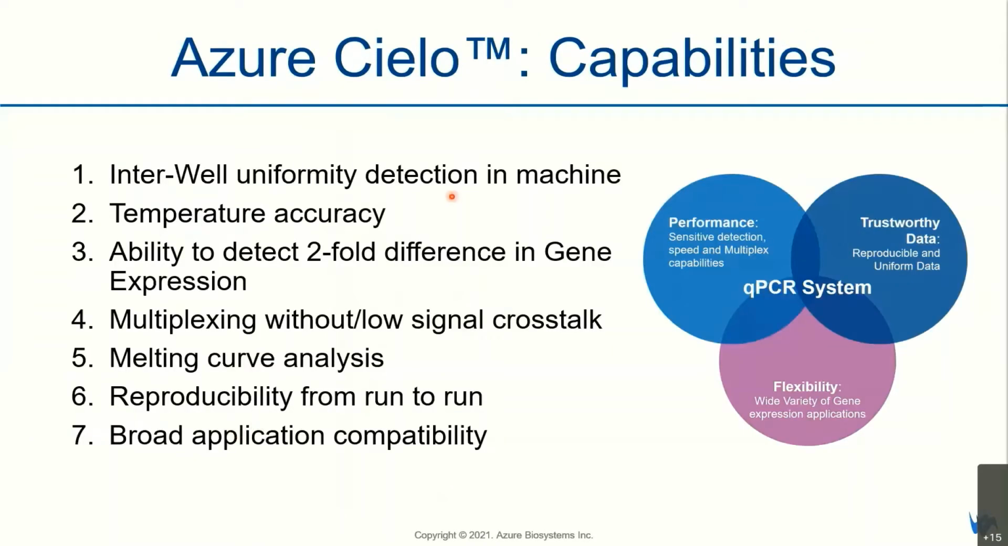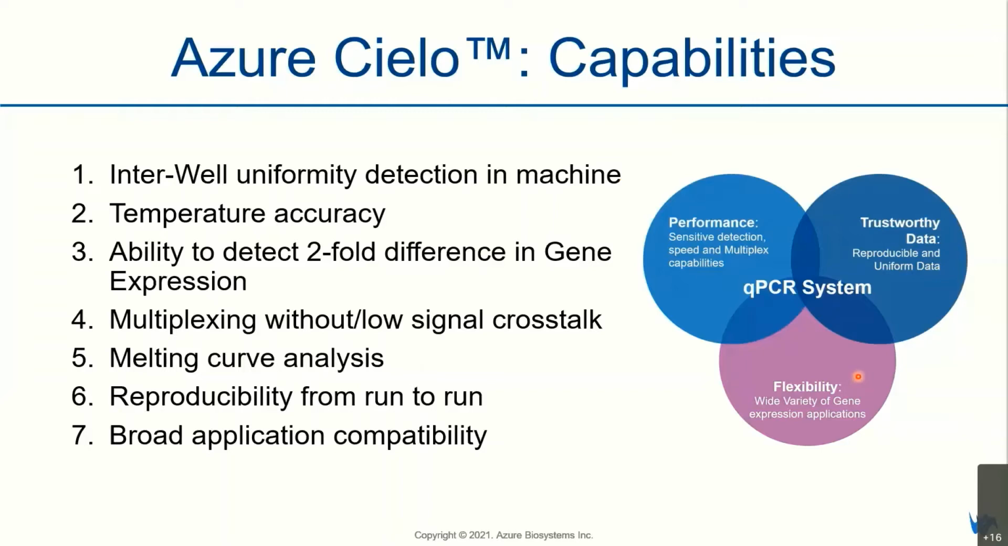In short, Cielo is capable of giving you interval uniformity and temperature accuracy, ensuring that your qPCR run is consistent from time to time. It can detect up to 2-fold differences in gene expression, multiplex with low or no signal crosstalk, and has melt curve analysis, reproducible run-to-run up to 1,000 continuous runs, and broad application compatibility. This fits into the 3 biggest criteria of a good qPCR system: good performance, trustworthy data, and the flexibility to do a wide variety of gene expression applications.